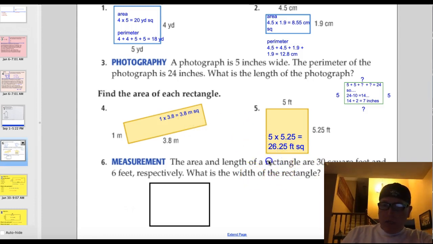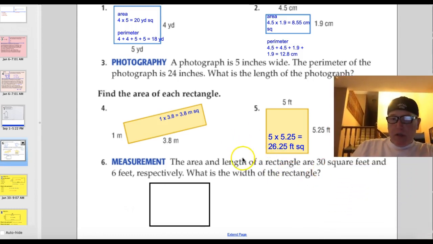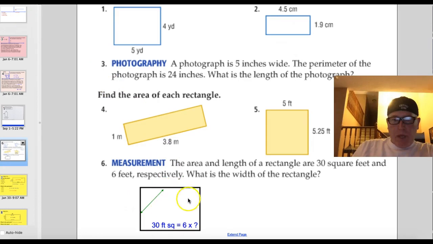And then this one here, let me move my face here so you can see it. Length and area of a rectangle. The area and length of a rectangle are 30 square feet and 6 feet respectively. Well, let me draw this out for you. So the area of this is 30, and that's going to be equal to 6 times something.